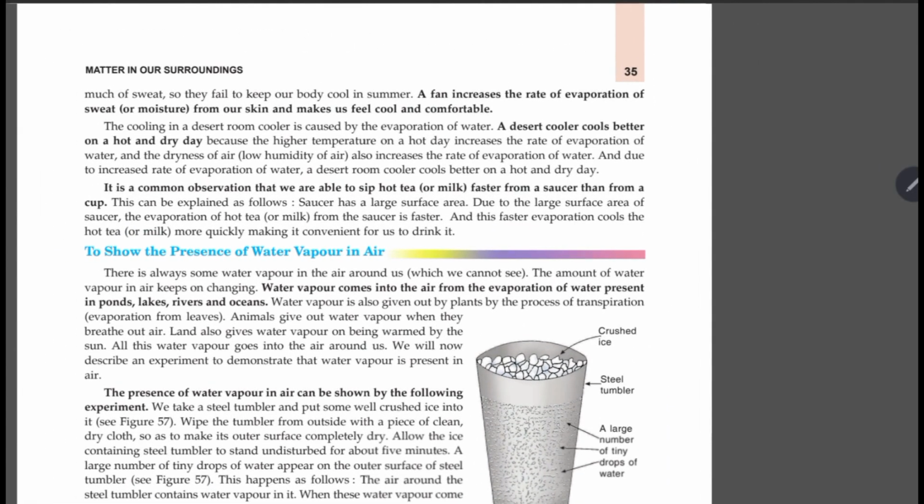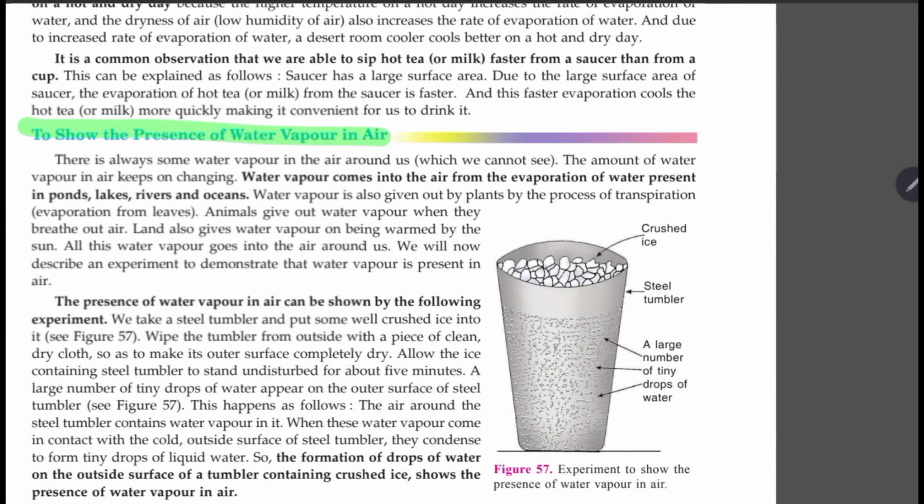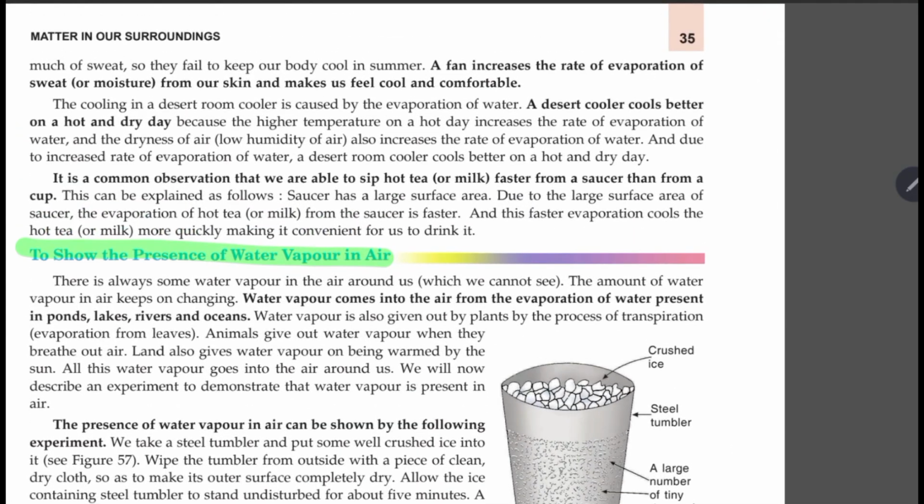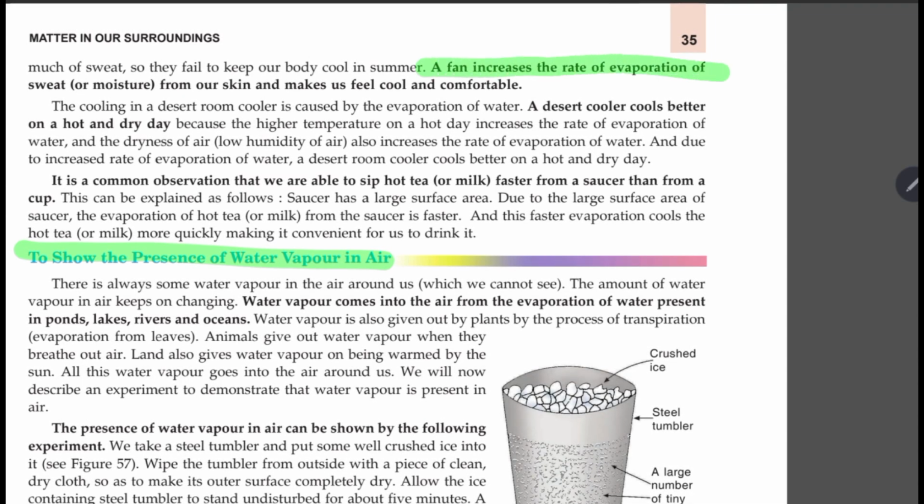These are the experiments to show the presence of water vapor in air. Okay, so another example over here, you see that a fan increases the rate of evaporation of the sweat and gives you that comfortable feel. A desert cooler cools better on a hot and dry day. Why? Because a higher temperature increases the rate of evaporation. And if the rate of evaporation increases, the cooling effect is also greater.